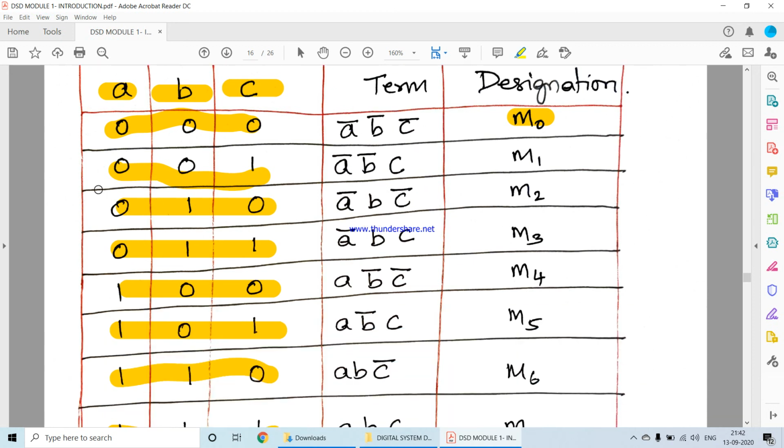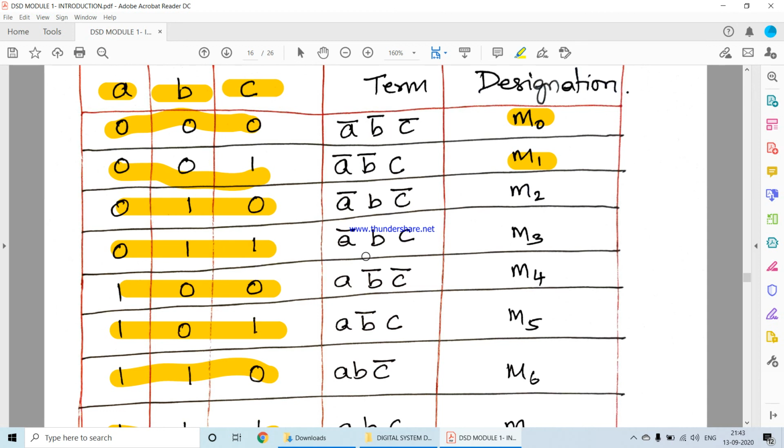Similarly, if I say 001, it is A bar, B bar, C. Why? Because 0 0 will take bar. Therefore, A bar, B bar, C, and that is the min term m1, because the decimal equivalent of 001 is 1. Similarly, 010 is A bar, B, C bar. This is m2. This is a product term, and this is the min term. Product term is the min term, whereas sum term is max term. So here the product term is the min term which we need to write.